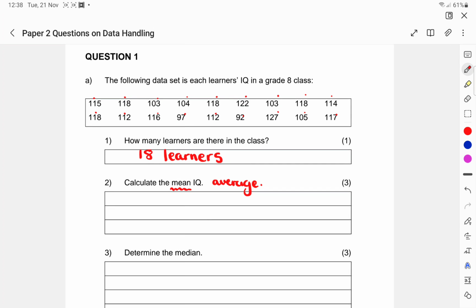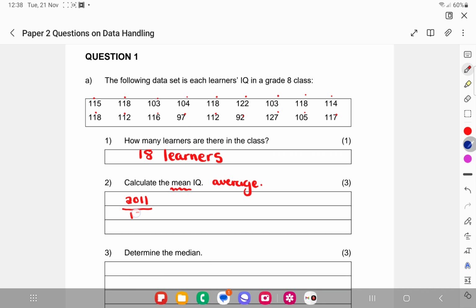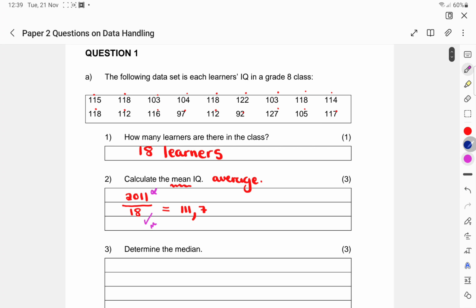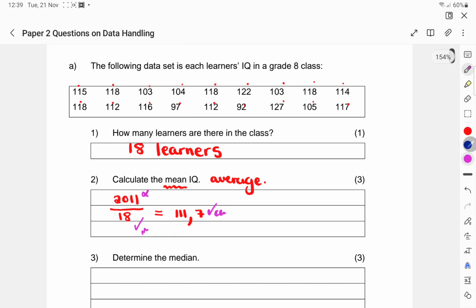You take your calculator, whip it out, you say 115 plus 118 plus 103 plus 104, and hopefully you will get 2011. And people, please, very important, you have to show your total there, divided by 18. So I always say, please write it up so that if you perhaps add it up incorrectly, you can still get 2 CA marks. And that gives you 111.7. If you perhaps calculated that wrong, you can still get your method mark for the total divided by 18, and then continued accuracy over there.